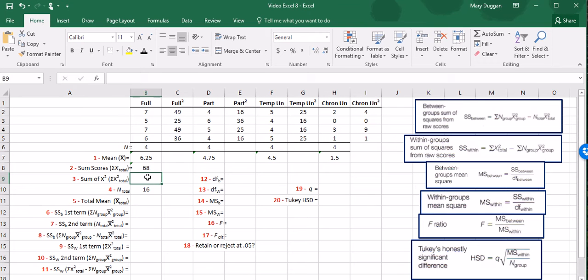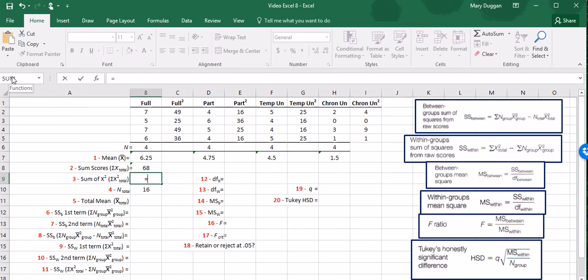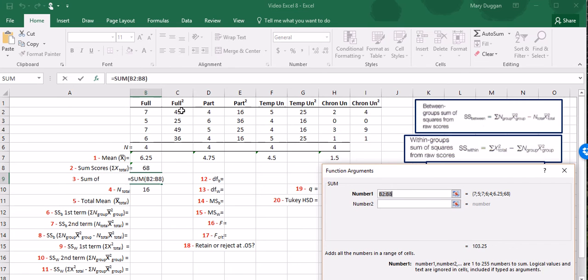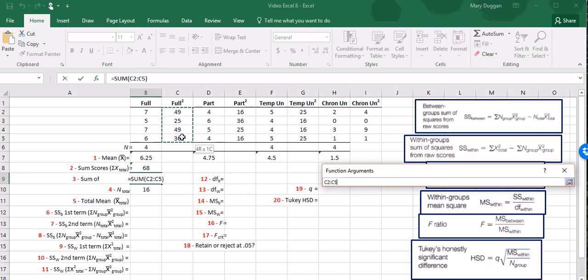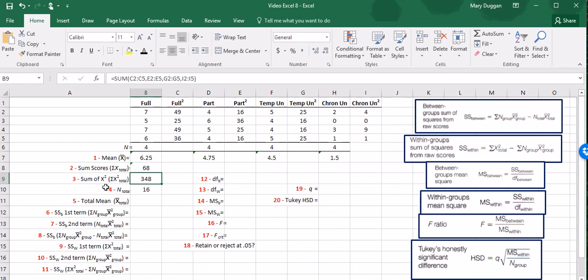Now to find the sum of the squared scores, I'm going to use the Control key again. I'm going to press Enter and select the first column of squared scores. Oh, I did it again. What did I forget to do? I forgot to put sum. Okay. I'm going to select the first column of squared scores, hold down the Control key, and select the second, third, and fourth columns of squared scores. And we have a sum of squared scores of 348.